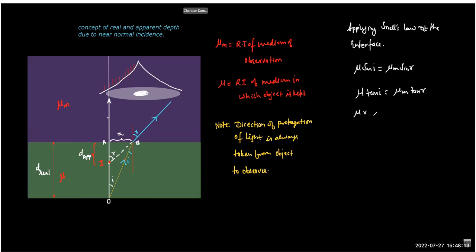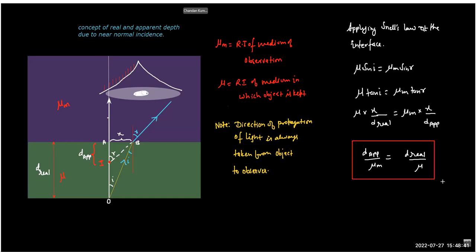So what is tan i? X by D real. X by D real, correct. And tan r is X by D apparent. So we are done. We got the answer. So what you can see is D apparent upon mu medium, I'm just inverting it, equals D real upon mu. This is easy to remember. The apparent is with respect to the medium, and the real is with respect to what? Its own medium. So the ratio remains same. So that's how the answer is. D apparent upon mu of observation is D real upon mu of object.